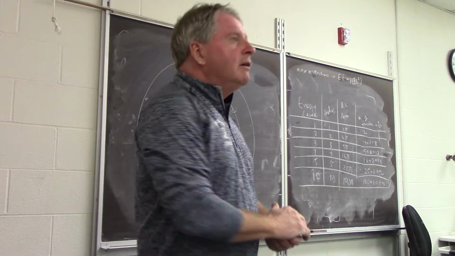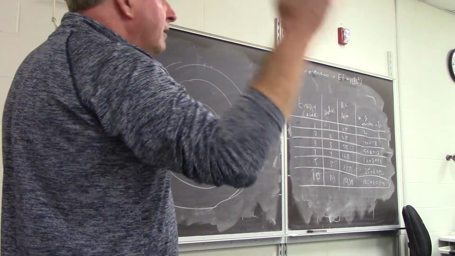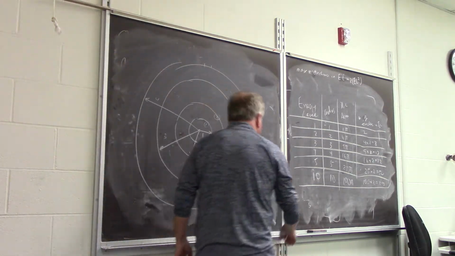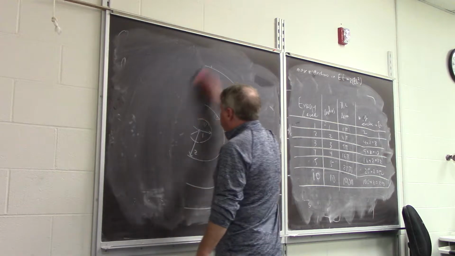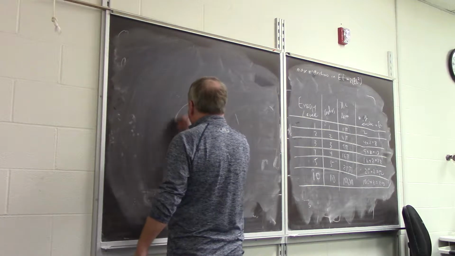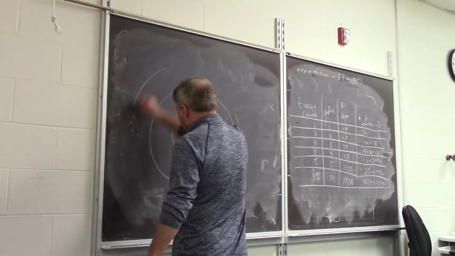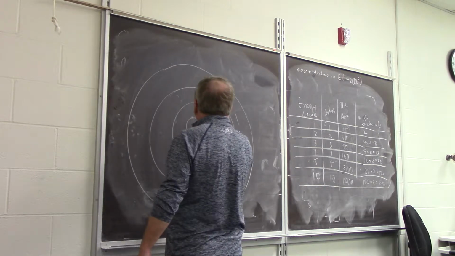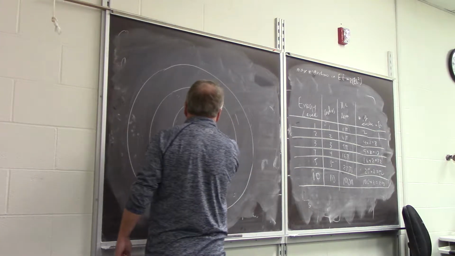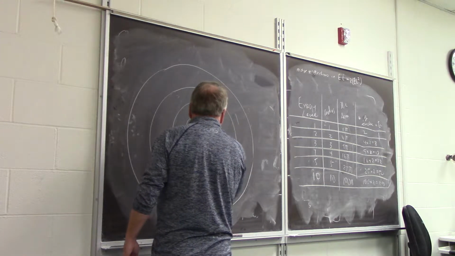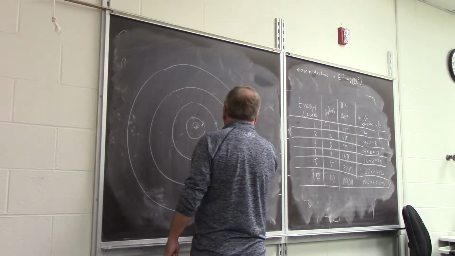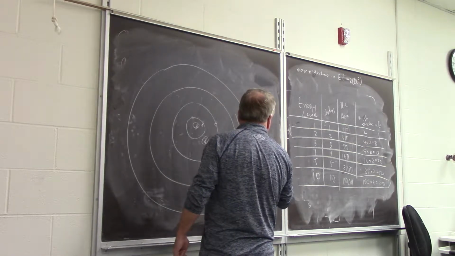Okay. If it just works out that way, all right. So I'm going to redraw this. So energy level 1 can have 2 electrons. Energy level 2 can have 4 electrons, 8. Energy level 3 can have 18. Energy level 4 can have 32.